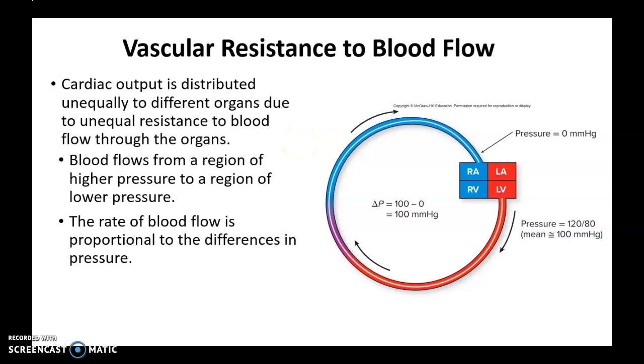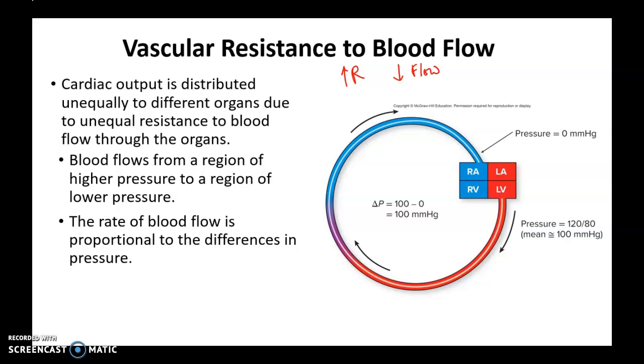Alright class, so we're going to talk about vascular resistance to blood flow. The basic concept that I want my students to understand here is that if there is more resistance, you will have less blood flow, less flow. So more resistance, less flow. That's the concept.